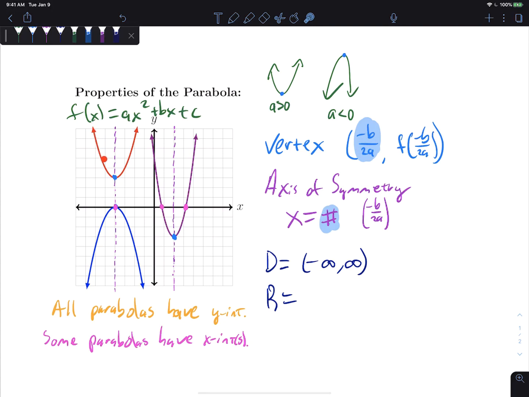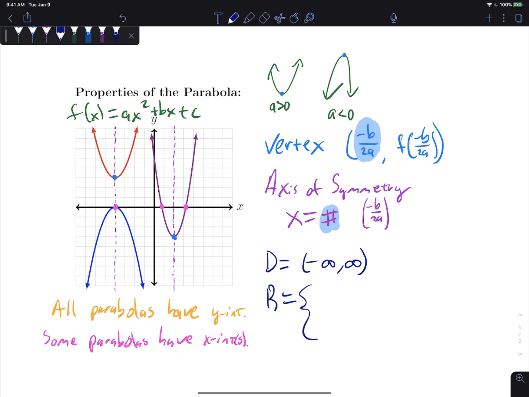Or this red function, it goes up towards infinity, but it comes down here towards the y value of 3 and then goes back up towards infinity. In other words, it can't go any lower than that 3. And the same thing for the purple function, it can't go any lower than negative 3. And it's opening up. So notice that if the function is opening up, you have a minimum y value, but if a function is opening down, you have a maximum y value. So for the range, it depends on what a is.